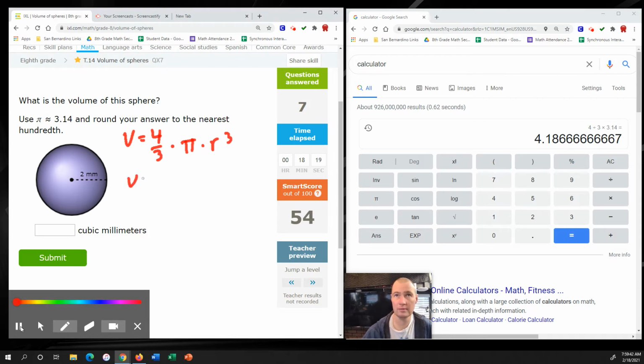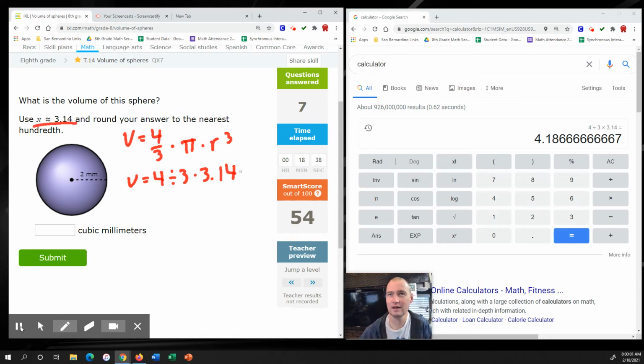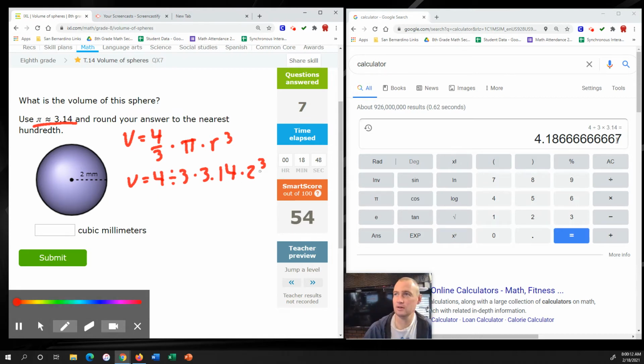So we're going to go volume equals 4 divide 3 times pi, 3.14. Mr. Painter, where are you getting the 3.14 from? Because it tells you right there. Just a reminder, because we forget, right? All right. Times 2 to the third power. Because remember we talked about 2 to the third power. 2 times 2 is 4. 4 times 2 is 8. So we're going to get a total of 8 there.